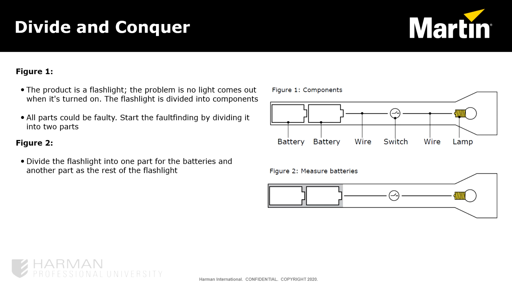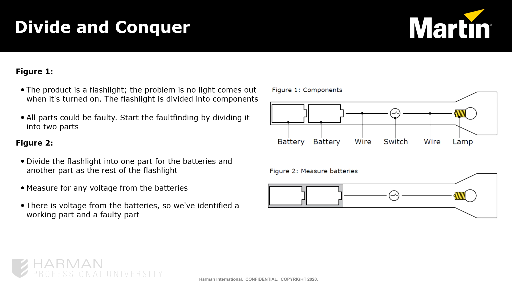Prior to taking a measurement, use the multimeter to check for continuity, or continuous connection, between the wires and the switch to ensure that there are no breaks in the connections. Now, a measurement can be taken with the multimeter to determine if there's any voltage from the batteries. If the batteries have voltage, then move on to the next part in that same section and divide it into two parts to find the fault.